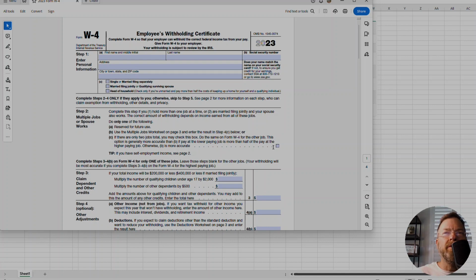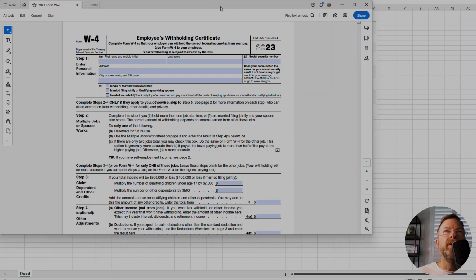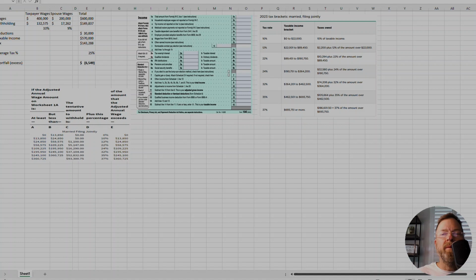Leave this as all zeros. Check this box. It gets you pretty close. So if you check that box, what happens is you'll get this. This is the adjustment on wages. This is what happens if you click that box. This is your new amount.